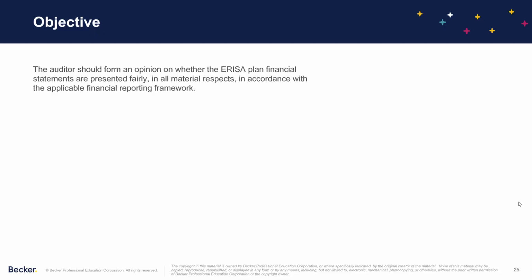So our objective, first off, is to form an opinion on whether the ERISA plan financial statements are presented fairly, in all material respects, in accordance with the applicable financial reporting framework. So again, management selects the applicable financial reporting framework. The auditor opines on the presentation of the financial statements in accordance with that framework.